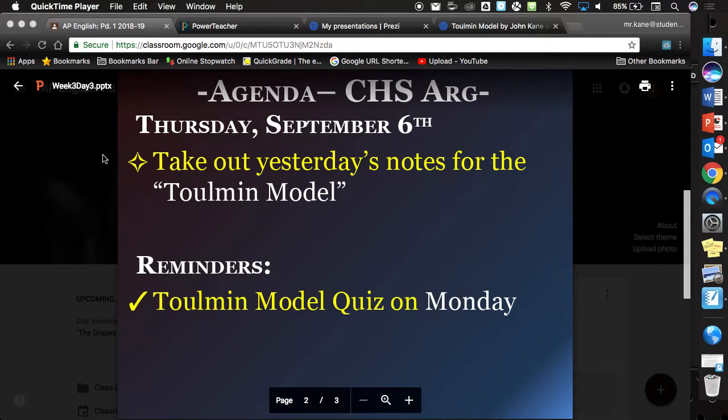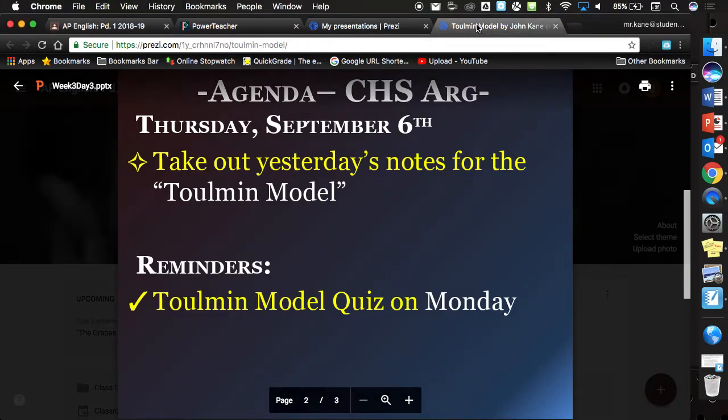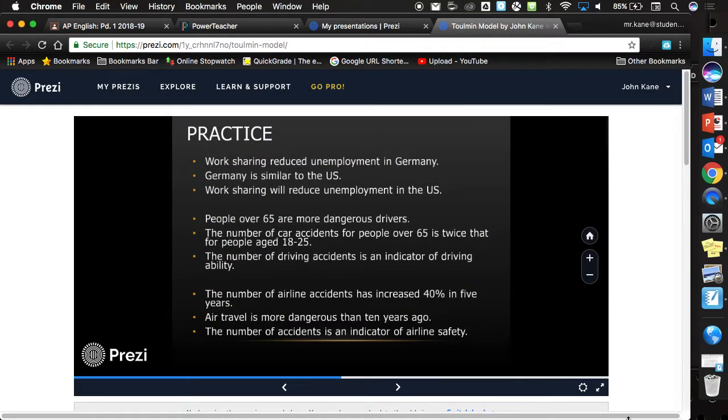What we have to look at now is the Toulmin model. Not a good transition, but hey, best we could do at the time.